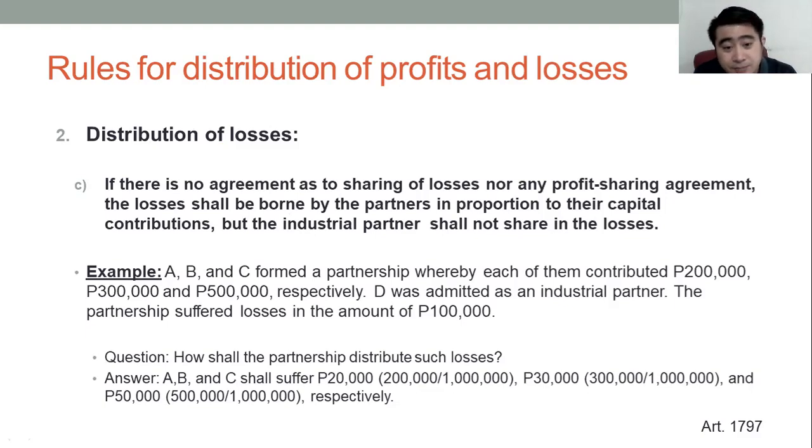So paano hatian? So ratio and proportion tayo based on capital contribution, class. So A, B, and C shall suffer 20,000 pesos, 30,000 pesos, and 50,000 pesos respectively. So how did we arrive at these amounts? Ratio and proportion ng mga capital contributions. So 200,000 pesos na share ni A divided by 1 million pesos times 100,000 pesos na losses and so on. So may computation dito kung paano nakuha yung amounts na yon.